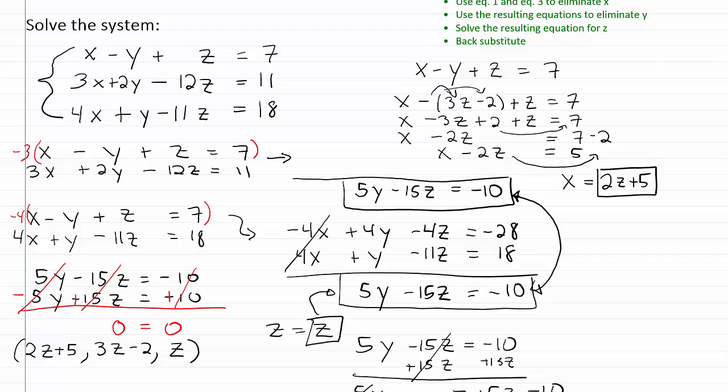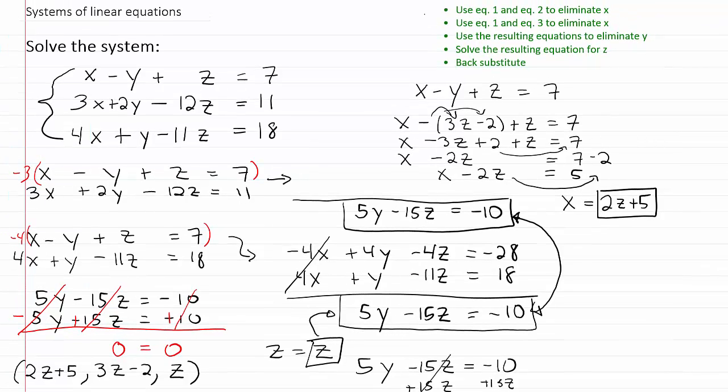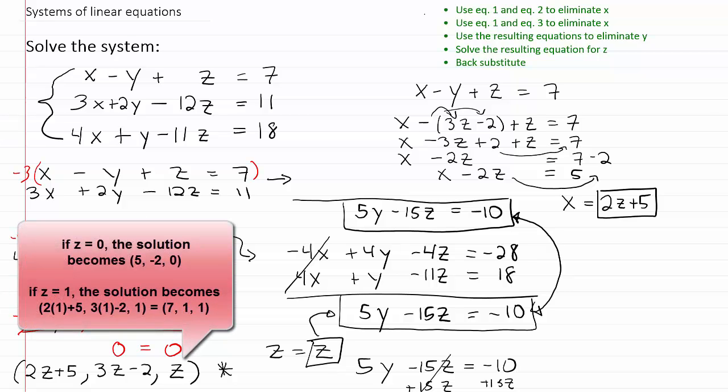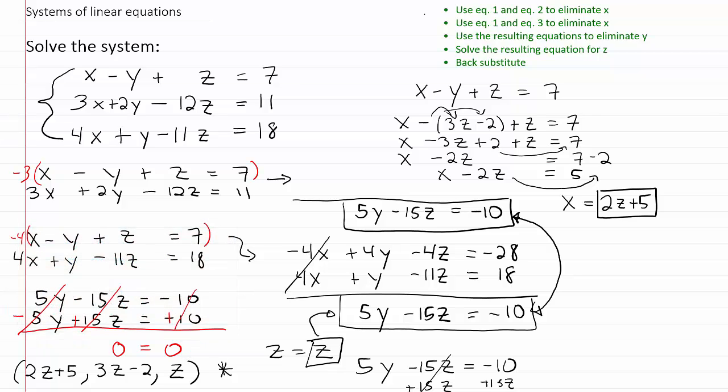Because you can pick any z you want, you have an infinite number of possible solutions here. However, again, as mentioned before, an infinite number of solutions does not mean that everything is a solution. The answer must be in the form that it fits this structure. So if you pick, for example, 0 for z, then your answer will be 5 for x, negative 2 for y, and 0 for z. If you let z be 1, then x would be 7, y would be 1, and z would be 1. So on and so forth.